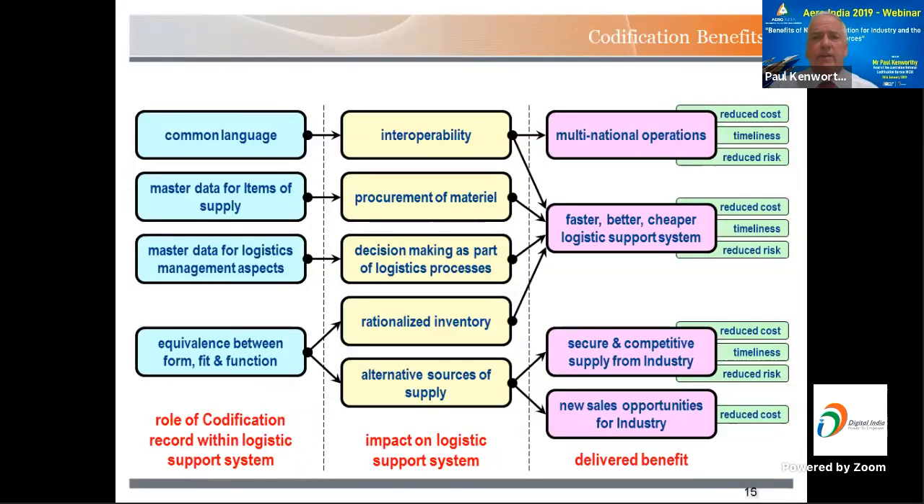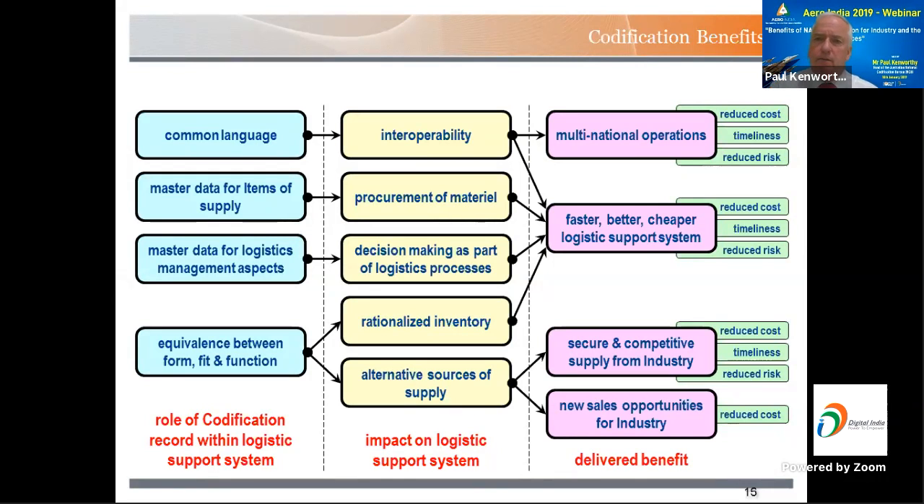As you can see there, if you go down the column, it assists with interoperability. It helps in the procurement of material. It helps in the decision-making because you have up-to-date data and complete and comprehensive data to make your decisions, certainly for procurement or for standardization. You have a rationalized inventory, meaning that for a single NSN, you have multiple items of production from different companies, and you have alternate sources of supply. So for one NSN, you might have many different manufacturers and suppliers, although certainly in the aerospace arena, you tend to have just a one-to-one relationship if there are air safety concerns, for instance. And lastly, on the right-hand side, you have the delivered benefit.